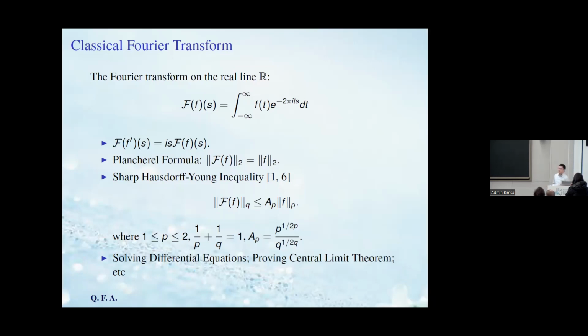And later, around 1990. No, this is the condition. This is the condition: p is from 1 to 2, and p and q are conjugate. And A_p is this constant.